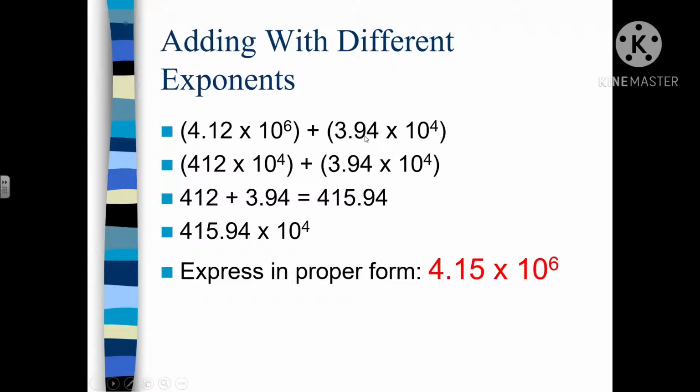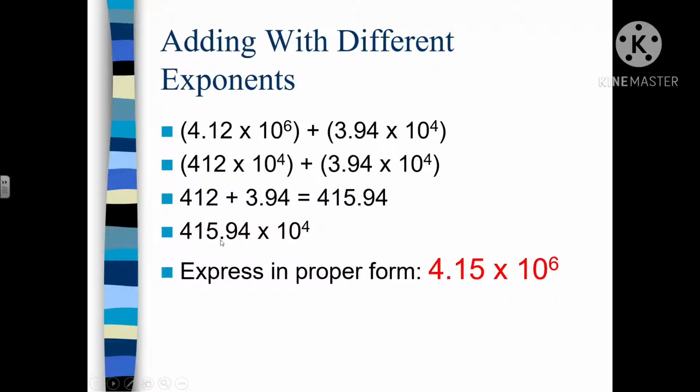And what you're going to do, like what we did a while ago, if they have the same exponent, you will just add the whole number 412 and this decimal 3.94. 412 plus 3.94 will give you 415.94. So that is 415.94 times 10 to the fourth. Now the question is, is it expressed in scientific notation? Obviously, it's not yet expressed in scientific notation.